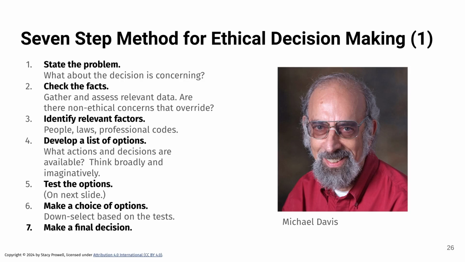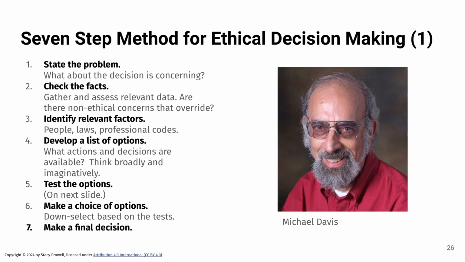And we start with the obvious. State the problem, right? So what is it? Why are you doing this? I mean, you don't apply 7 steps of ethical decision making to decide what to have for lunch. You don't apply the 7 steps of ethical decision making to decide whether you should swerve to avoid an accident or not, or whether you should swerve to avoid hitting a pedestrian or not, right?